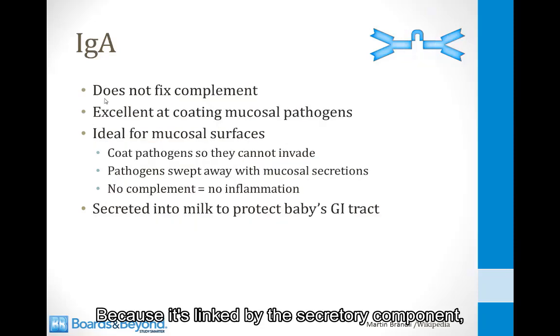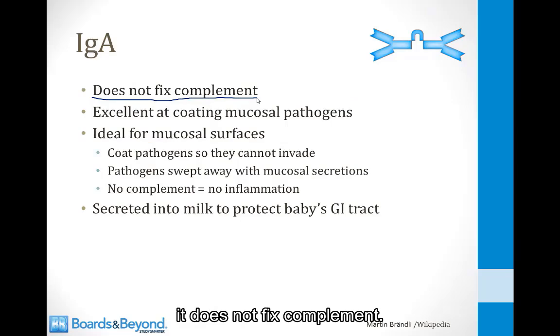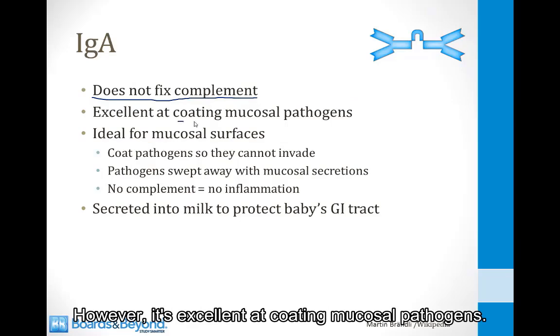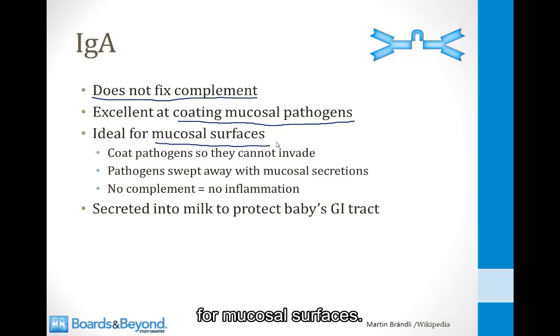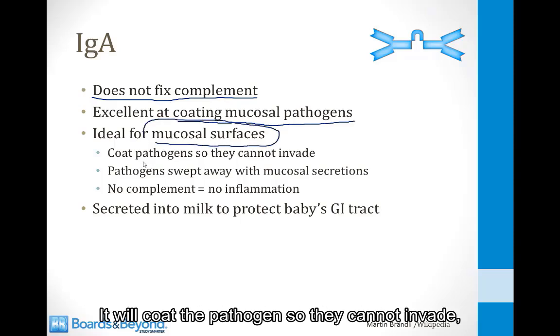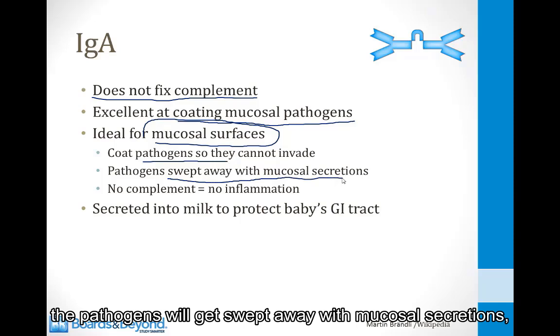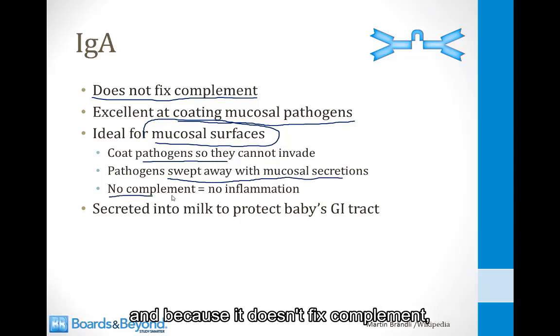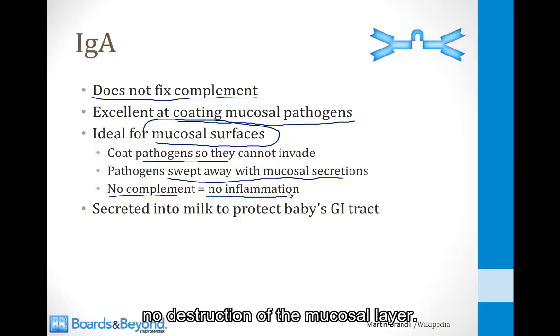Because it's linked by the secretory component, it does not fix complement. However, it's excellent at coating mucosal pathogens. This makes it the ideal antibody for mucosal surfaces. It will coat the pathogens so they cannot invade. The pathogens will get swept away with mucosal secretions, and because it doesn't fix complement, there's no inflammation and therefore no destruction of the mucosal layer.